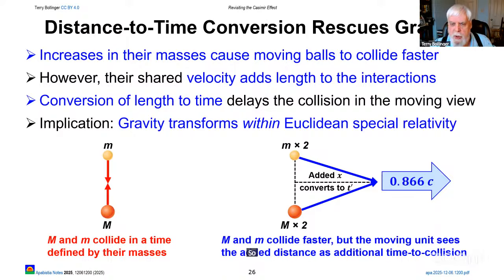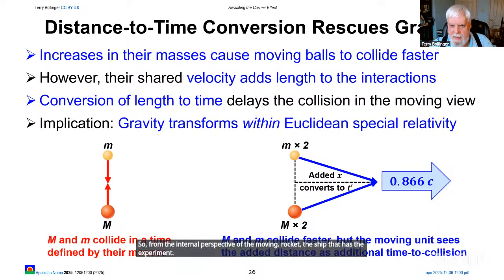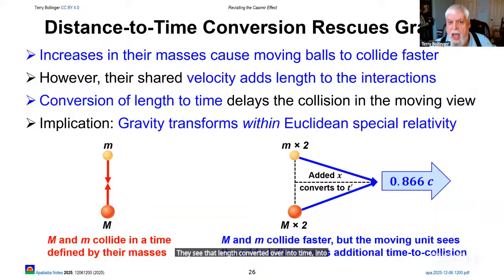So from the internal perspective of the moving rocket, the ship that has the experiment, they see that length converted over into time, into an extended time, and they wind up seeing these balls approaching each other at the same slow speed they would have before. So they see no difference in the physics. Now, think about that, though.